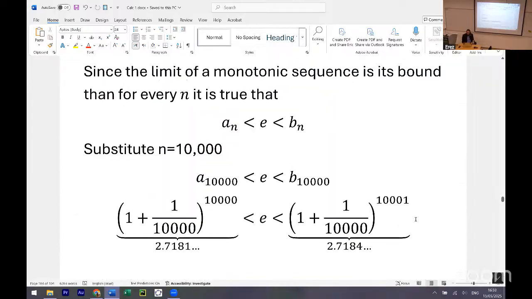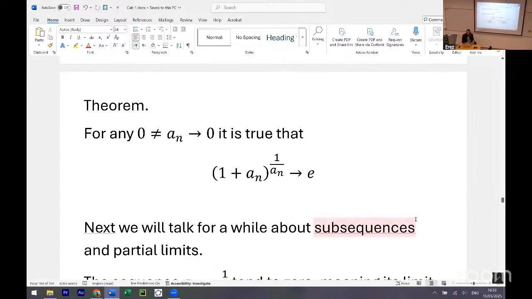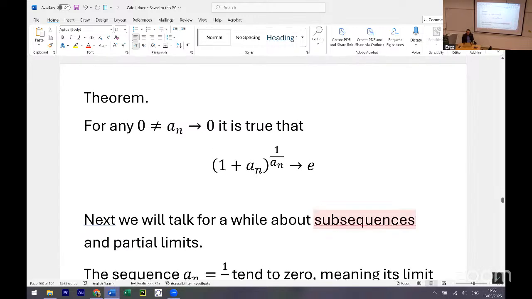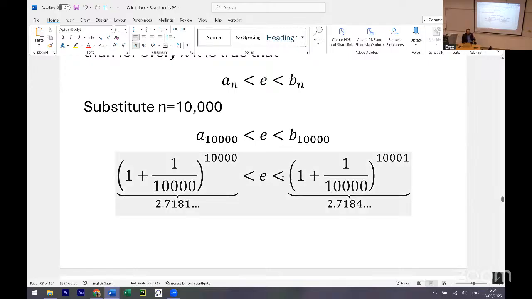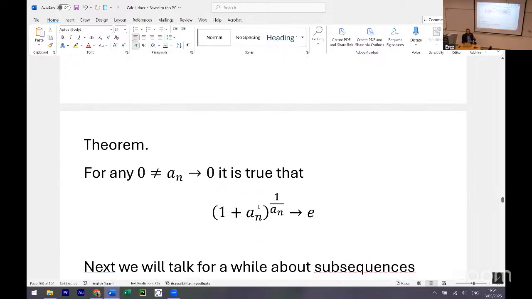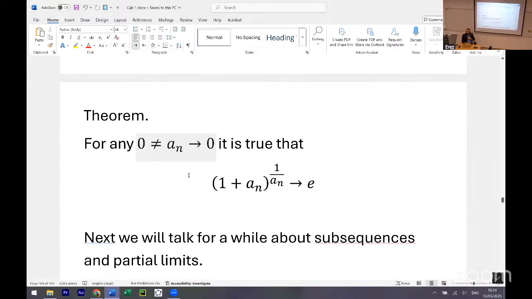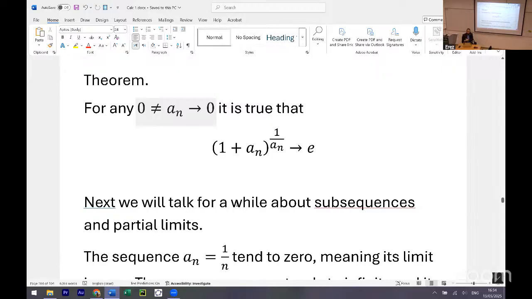So, short-term memory. Voila. But again, we had just finished talking about e, and then I said it doesn't only work for 1 plus 1 over n to the power of n, but in general for every an that goes to 0. And that's it. And next we will talk about subsequences.